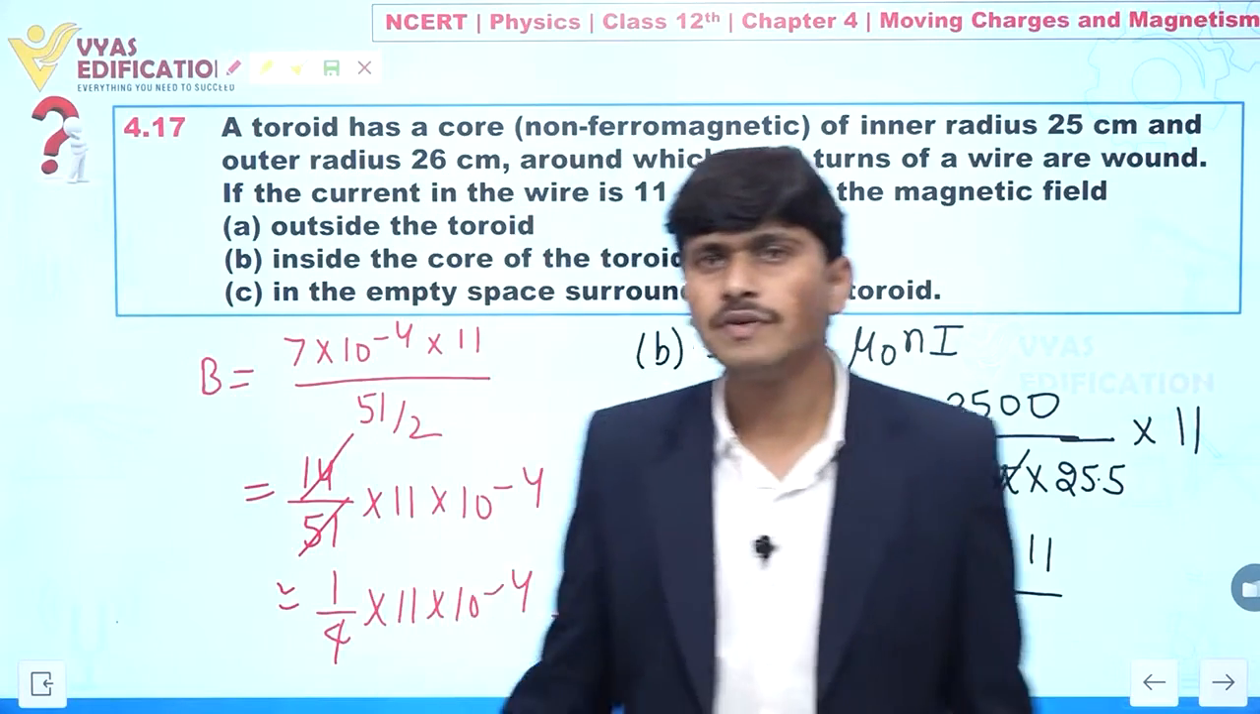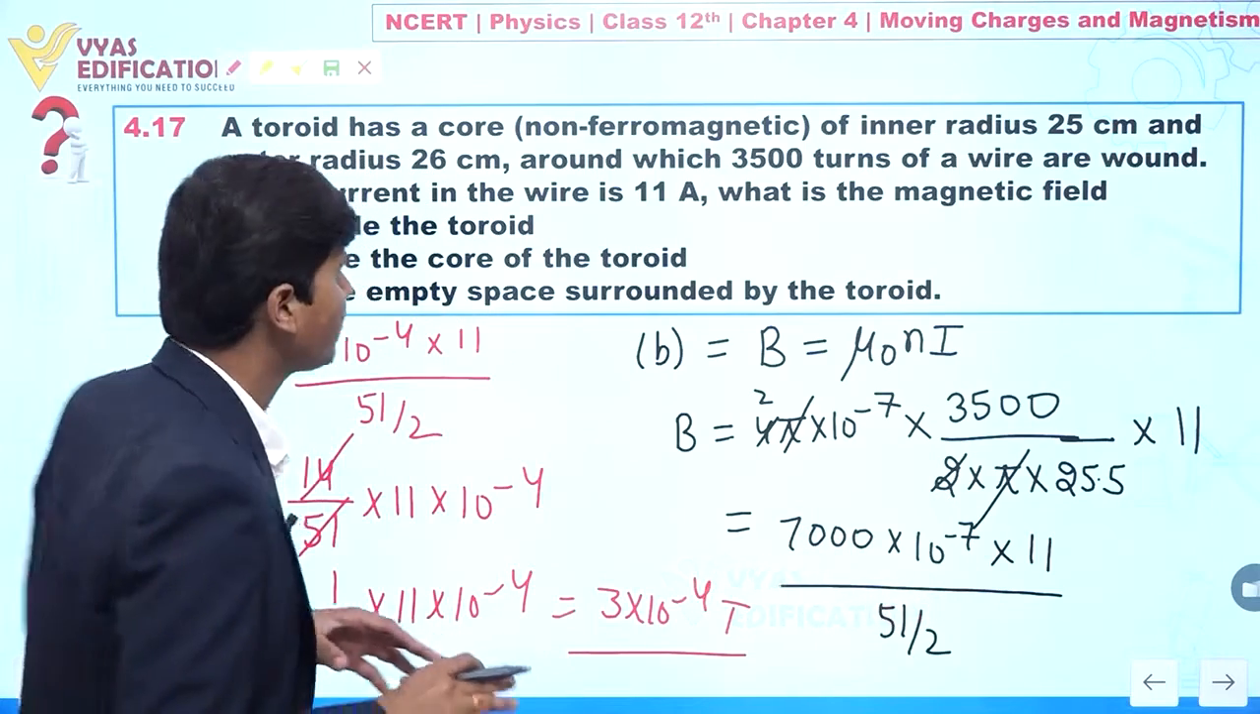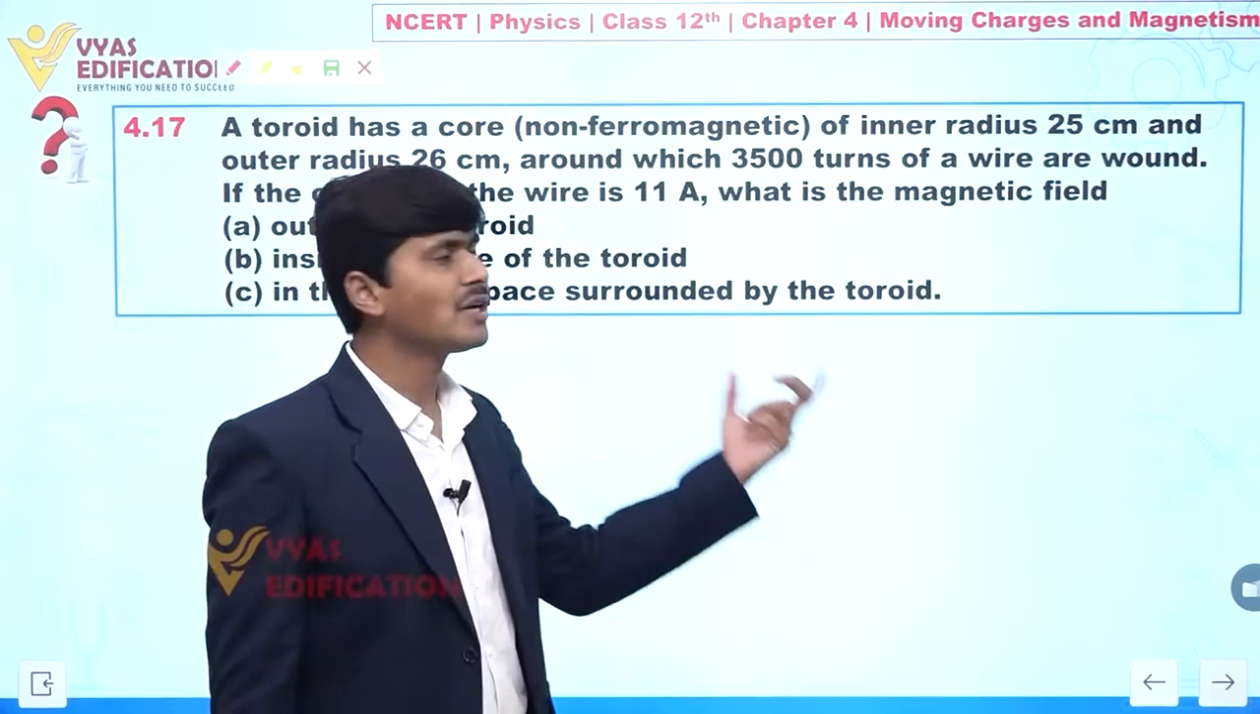So this is the value of magnetic field inside the core of a toroid, clear everyone? Yes. Now if I talk about the empty space surrounded by a toroid.